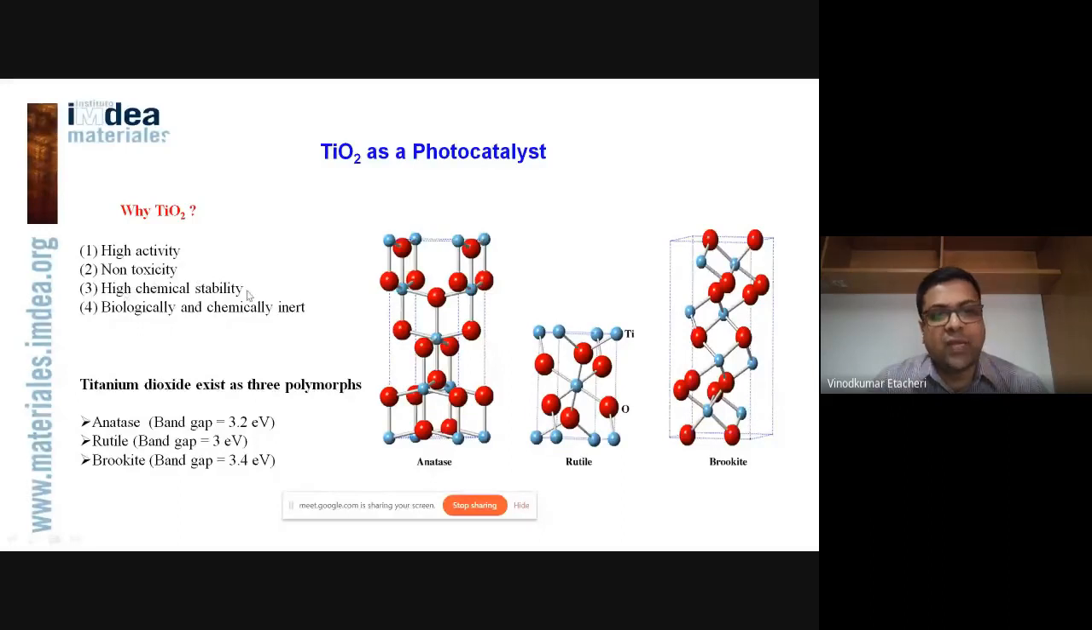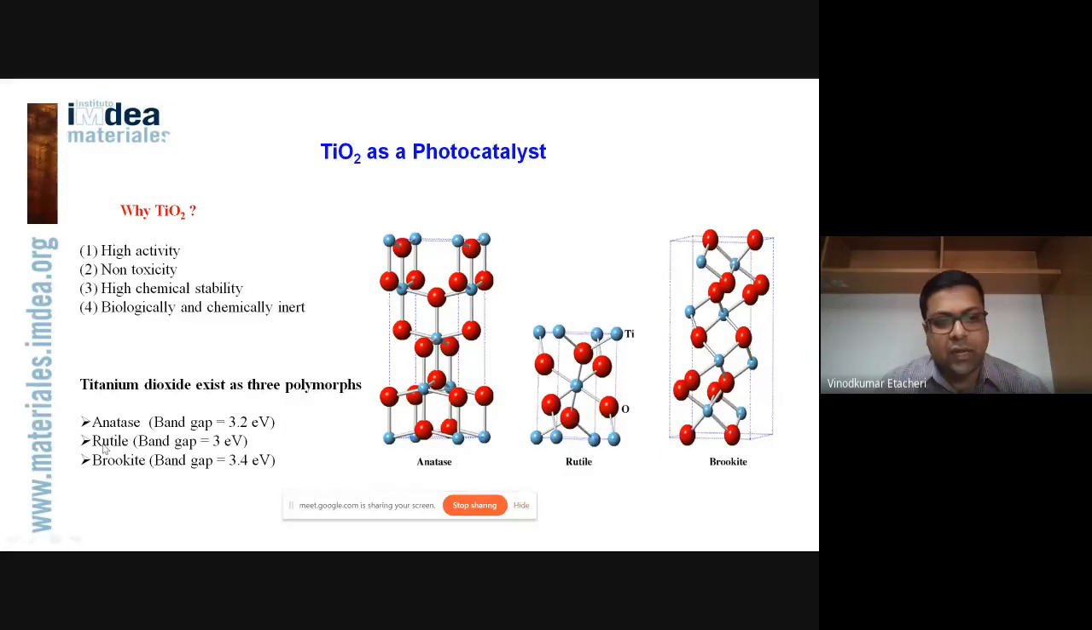And it has very high chemical stability. So it can be used in the presence of acids, bases, and different chemicals. So it's chemically highly stable, and it's biologically also inert. So it can be used for different applications like antibacterial applications. And this TiO2, titanium dioxide, exists in 3 polymorphs.